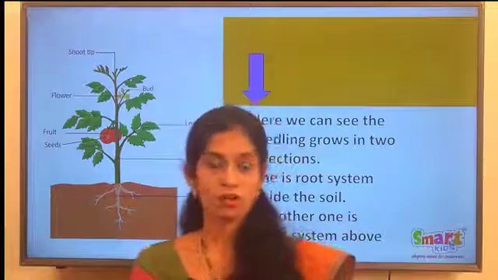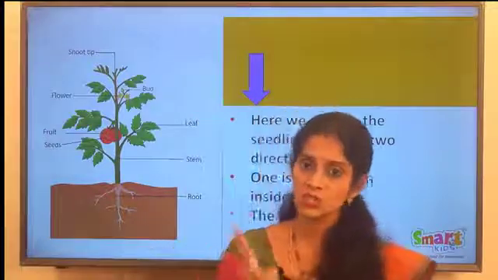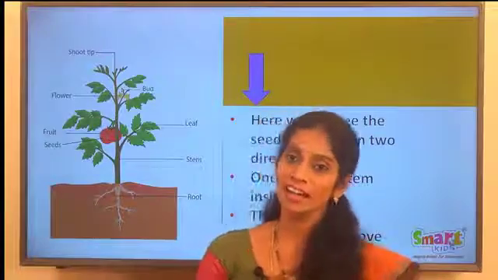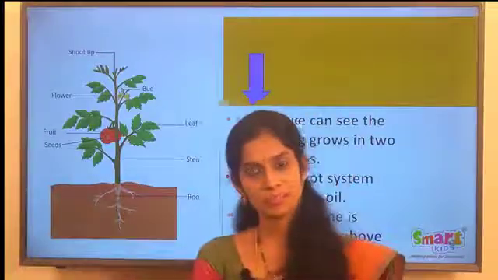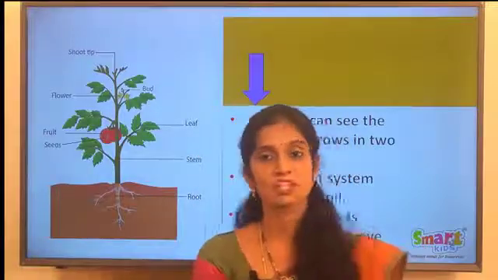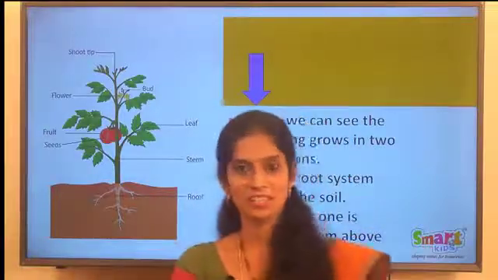So, the plant will always grow in two directions, that is root system inside the soil and shoot system above the soil. This is today's lesson about the parts of a seed and germination.